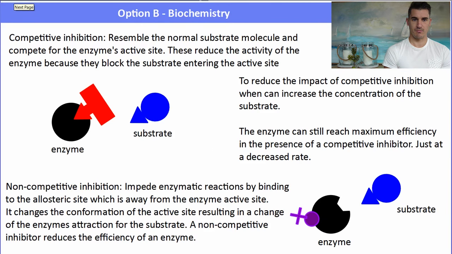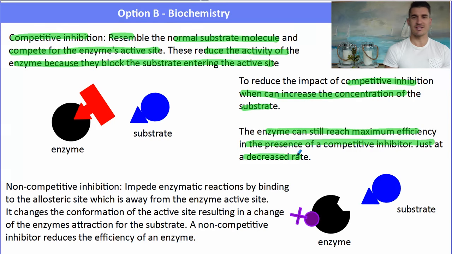So competitive inhibition, that's where our competitor resembles the normal substrate molecule, and it competes for the enzyme's active site. That reduces the ability of the enzyme to catalyze the reaction, as there's physically something blocking the site. We can overcome that by increasing the concentration of the substrate, and the enzyme will still reach its maximum efficiency, just at a decreased rate because it has to release the competitor and then have a collision with the substrate.